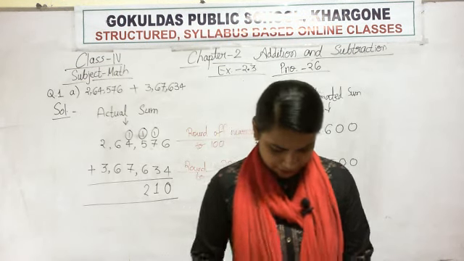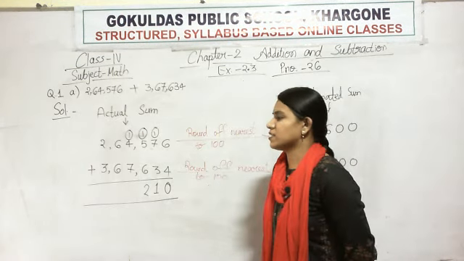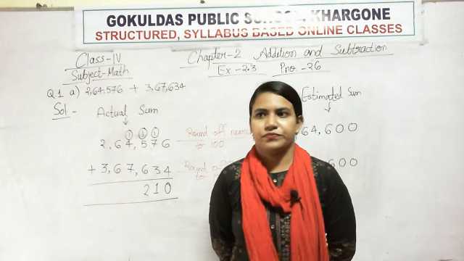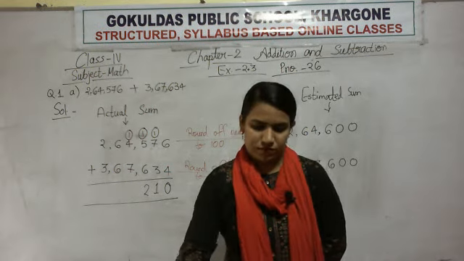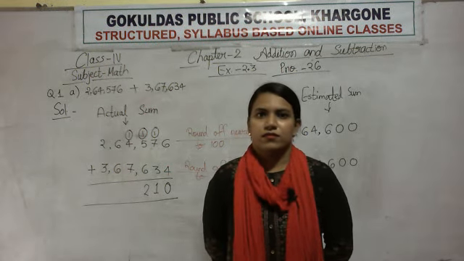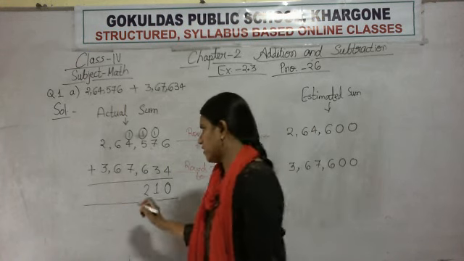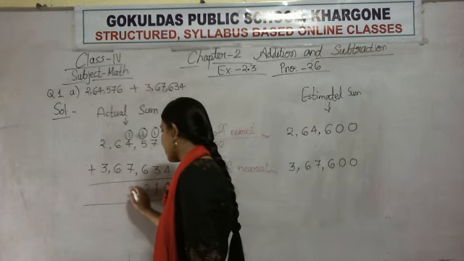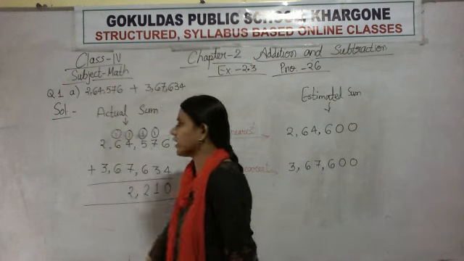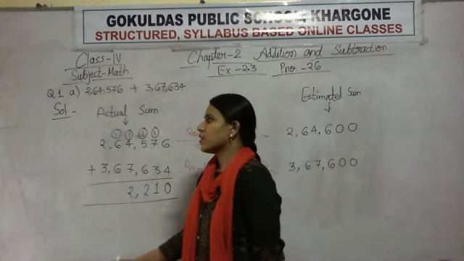Count fast and give me the answer. 5 plus 7, right, 5 plus 7 is 12. So again I will write 2 here and 1 is regrouped with the next column.